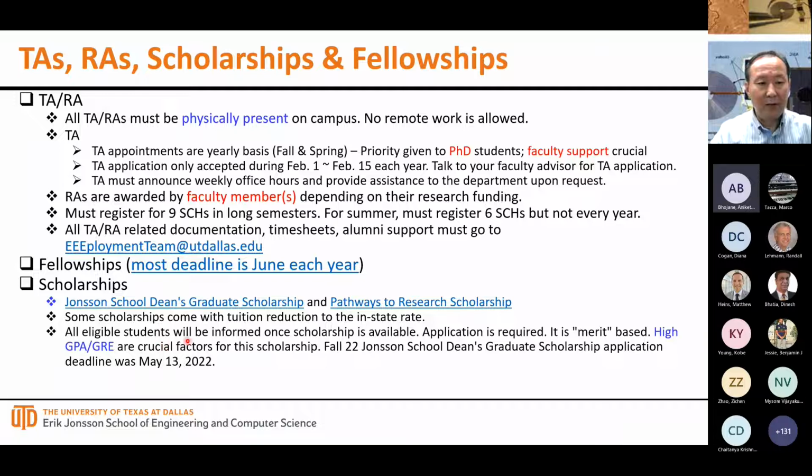Whenever the scholarship is available, all eligible students will be informed, and an application is required. It is merit-based. What we mean by merit is high academic achievement, measured by GPA and GRE. The fall 2022 Johnson School Dean's Graduate Scholarship application deadline was already over. That was May 13th.